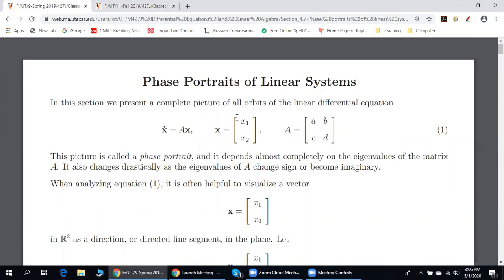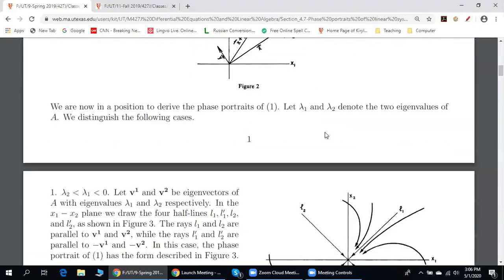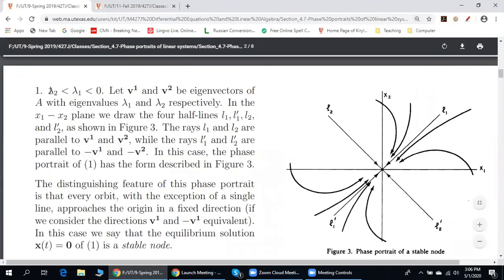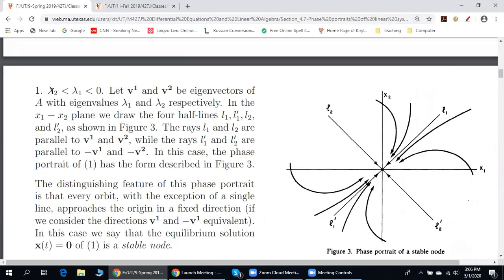So once again, in this section, we deal only with 2x2 systems of linear differential equations. In order to describe a phase portrait, step 1, find eigenvalues of A. We consider the following cases. Case 1. Suppose both eigenvalues are real, distinct, and negative. In this case, we draw two lines.